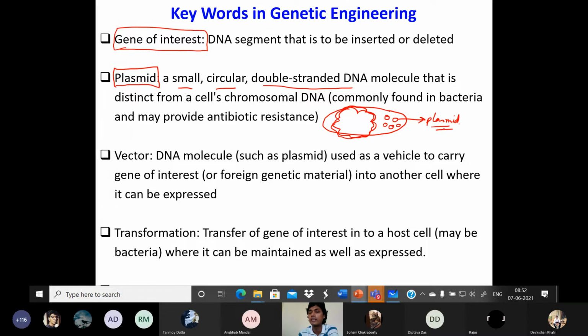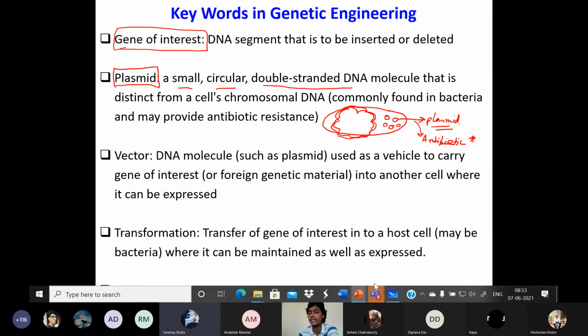Plasmid. Not all bacteria have plasmids. Some bacteria in natural condition have this plasmid. And what is the function of those plasmids? Most of the time, they provide antibiotic resistance to those bacteria. So they help those bacteria survive in conditions where you have some antibiotic solution, right? This is called antibiotic resistance.